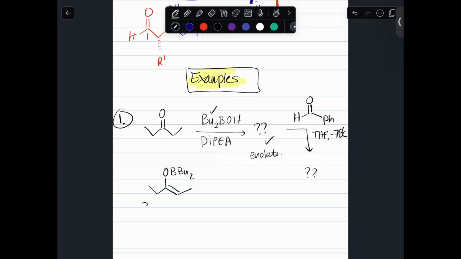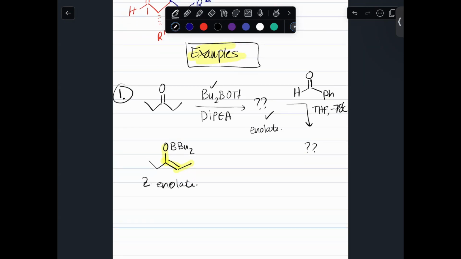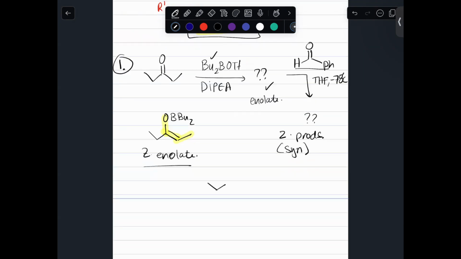So there's our Z enolate. Okay. The two priority substituents are on the same face, or cis to each other. Now I take this Z enolate and I treat it with my aldehyde. I'm going to get two products, and they are going to be syn. And the two products are, of course, the dash product, excuse me, there's only one dash product, and the wedged product. And again, you get it in a 1-to-1 ratio, right? It's a racemic mixture. They're enantiomers of each other.